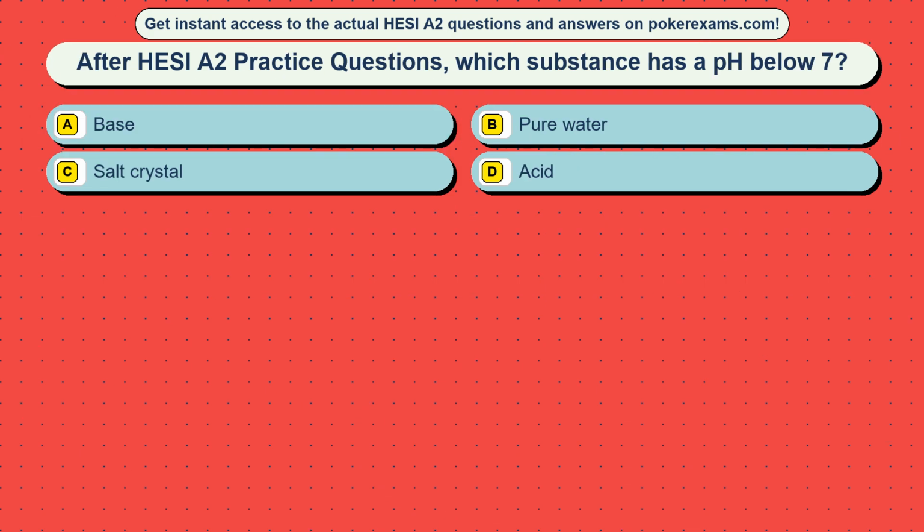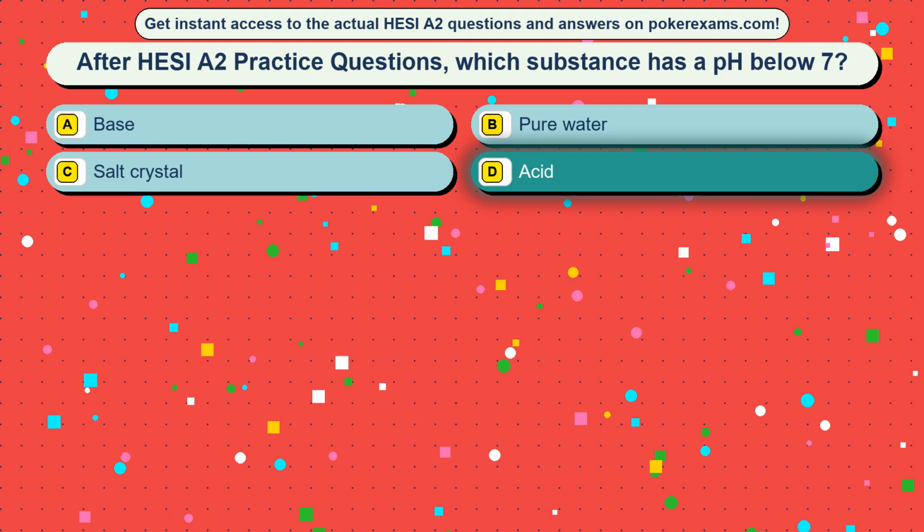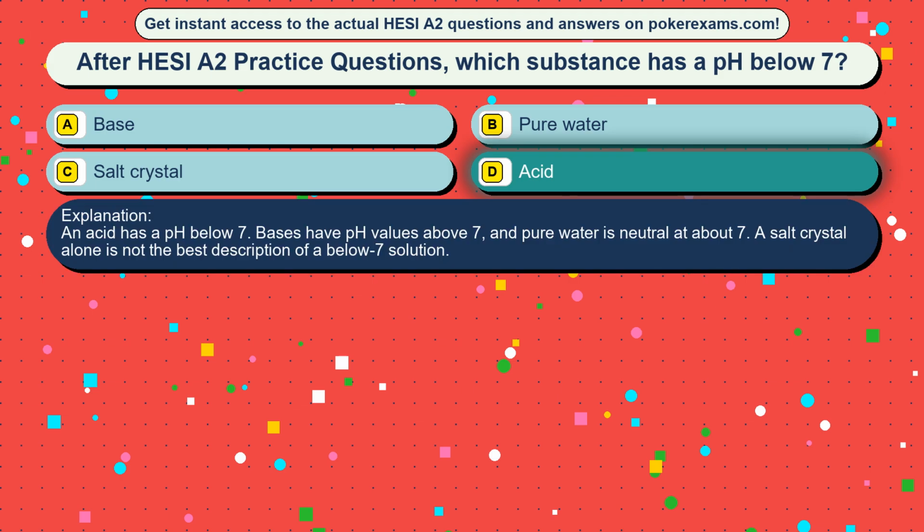Question 46. In HESI A2 practice questions, which substance has a pH below 7? Option A, base, option B, pure water, option C, salt crystal, option D, acid. The correct answer is option D, acid. An acid has a pH below 7. Bases have pH values above 7, and pure water is neutral at about 7. A salt crystal alone is not the best description of a below 7 solution.